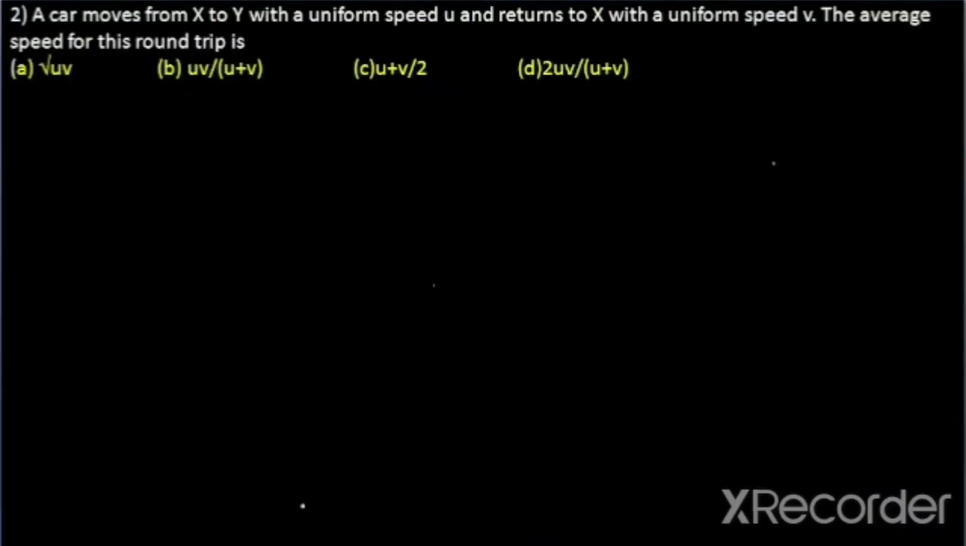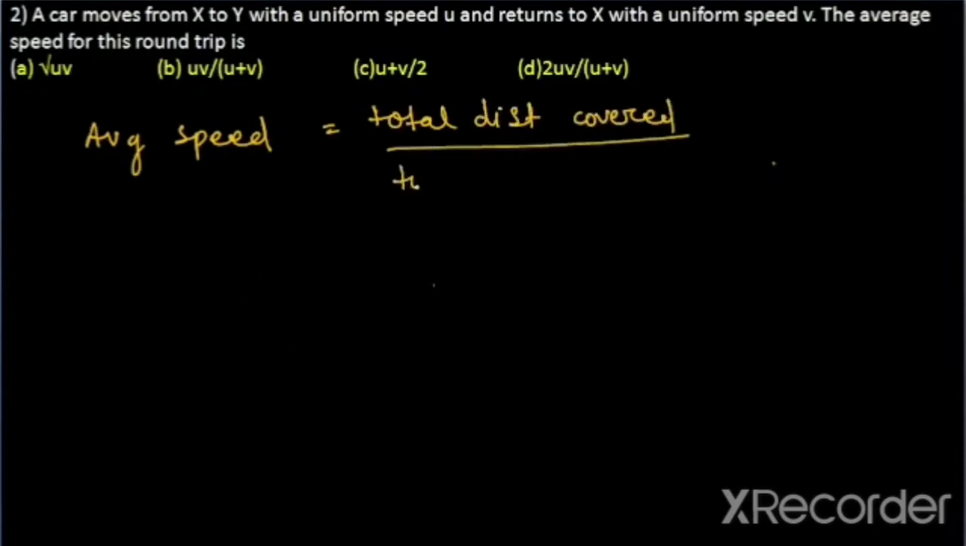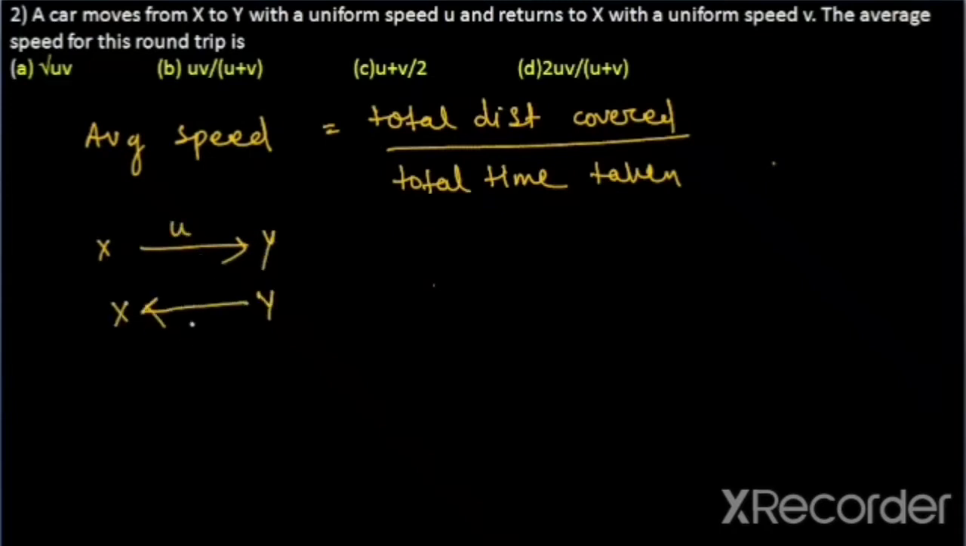Next question is question number 2. A car moves from x to y with a uniform speed u and returns to x with a uniform speed v. The average speed for this round trip is, as we know, average speed is total distance covered by total time taken. Here the car is moving from x to y with speed u and from y to x with speed v, uniform speeds u and v.